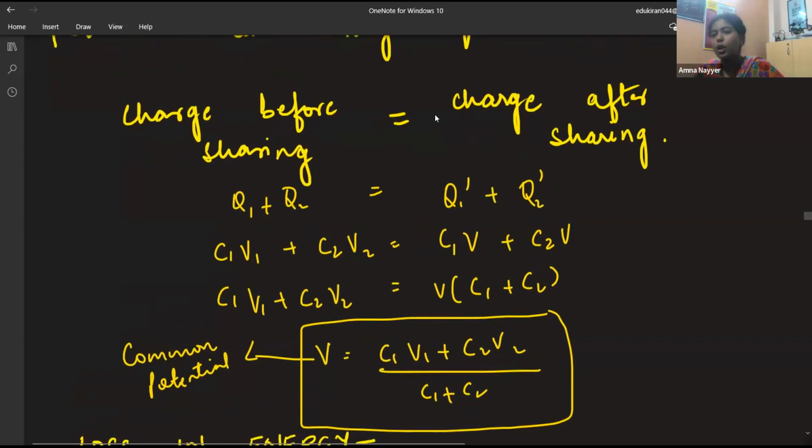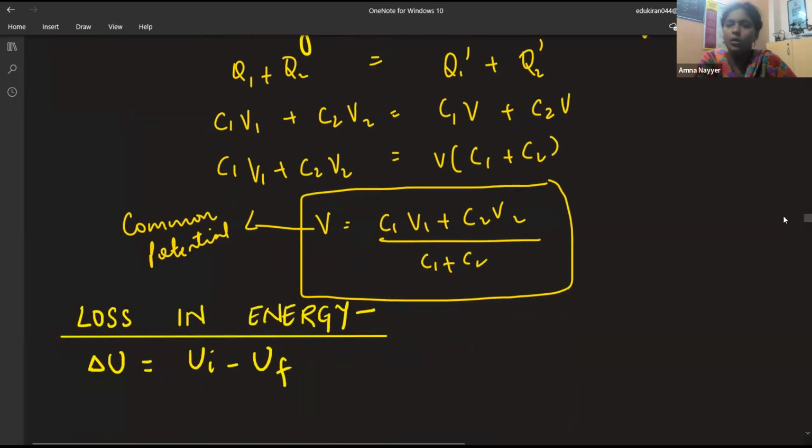Class, regarding the loss of energy: loss of energy basically means you have a certain value of initial energy and a certain value of final energy. The difference between initial and final energy is the loss in energy. That's how you calculate. Here also we'll be calculating it in the same manner. I hope you have written it till here, all of you, or is anybody still writing? Fine, let me know if anyone wants to write up.